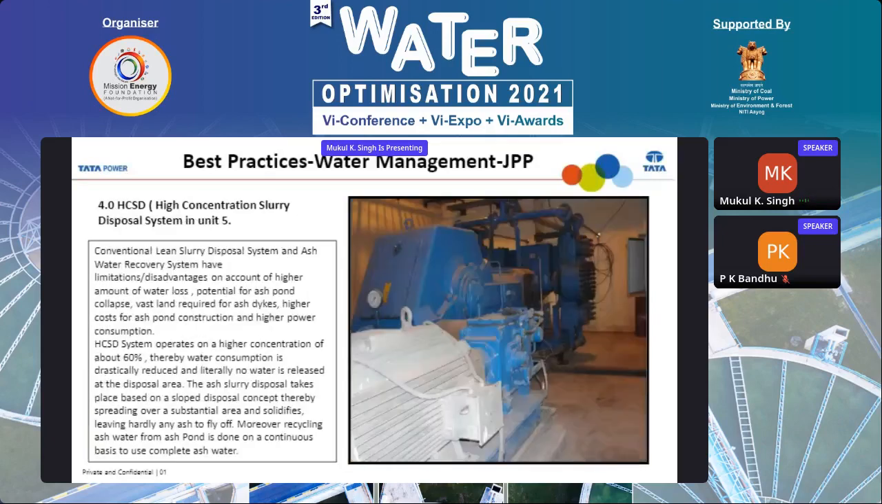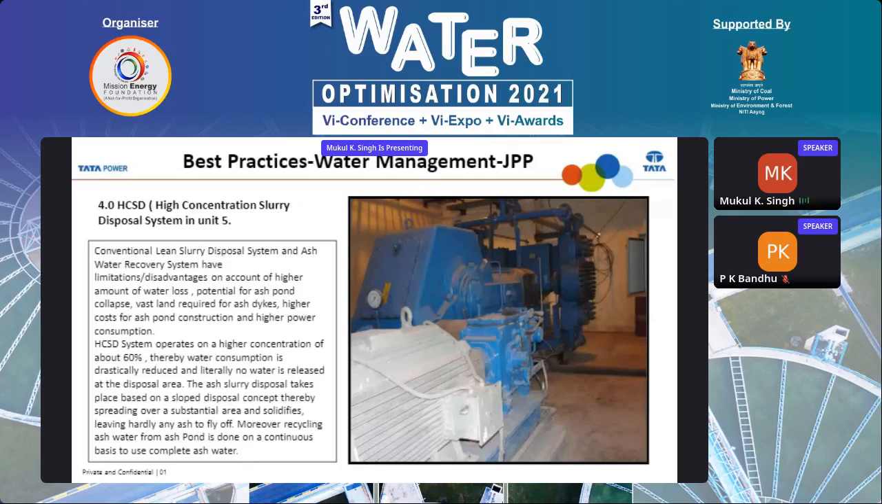Another best practice, we have a high concentration slurry disposal system also. As in the lean slurry system, where we are conveying the ash to ash ponds by hydraulic means, almost 20 to 30% ash and the remaining water is used to transfer the ash from the bottom ash hopper to the ash ponds. It has its disadvantage that a higher amount of water is lost.